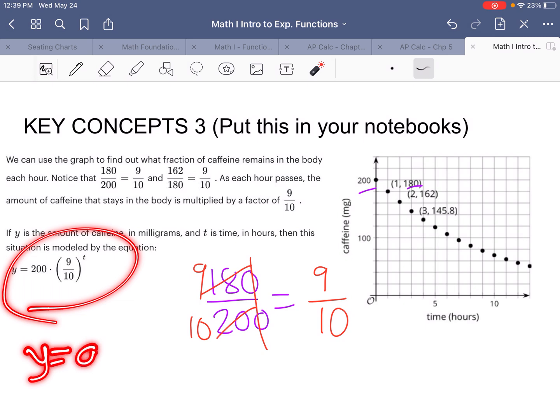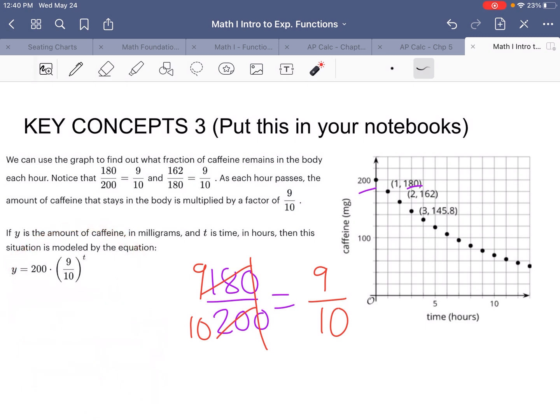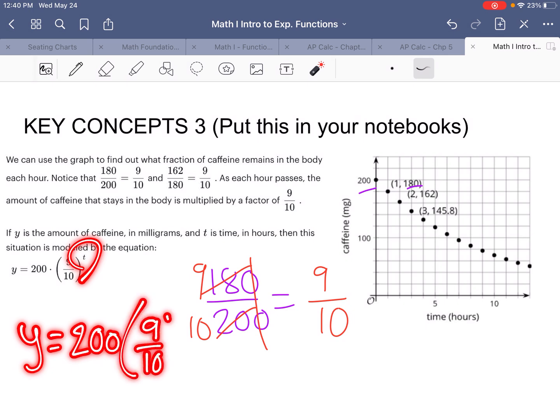Remember, we've got y equals a times b to the x power, where a is your starting value and b is your decay factor. In this case, though, we're using a t. So y is equal to our starting amount of 200 times that 9/10 to the t power.